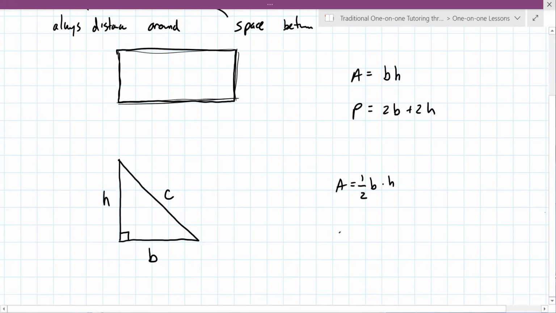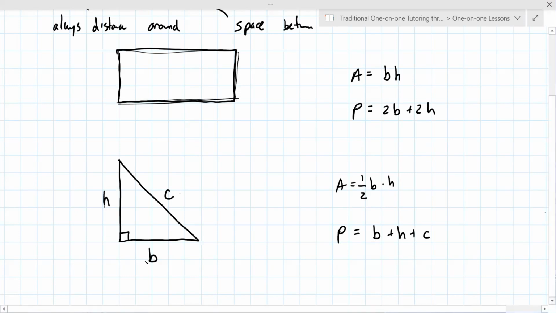Okay, so the perimeter, though, the perimeter is all of the 3 sides. It's B plus H plus C. Okay. Perimeter equals B plus H plus C. Yes.